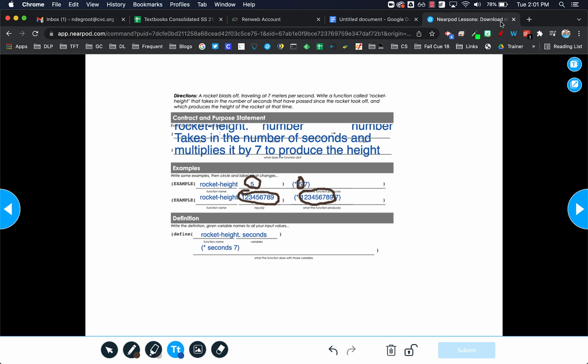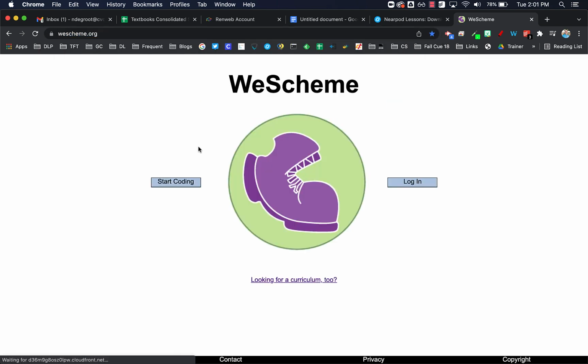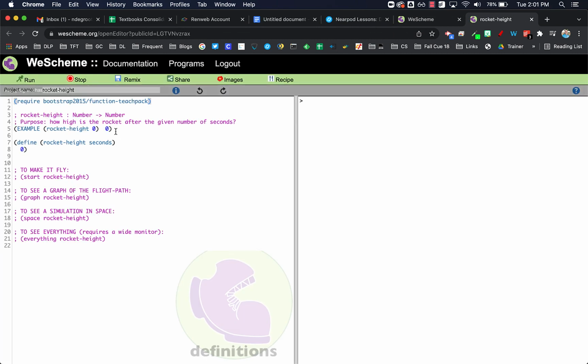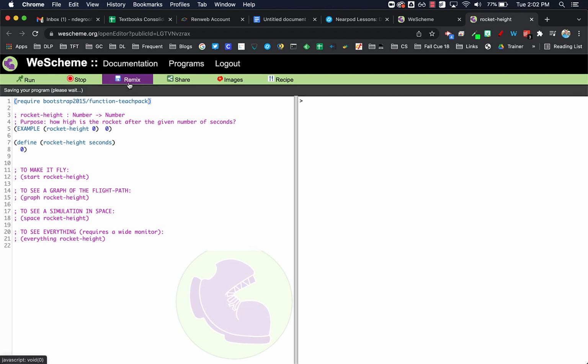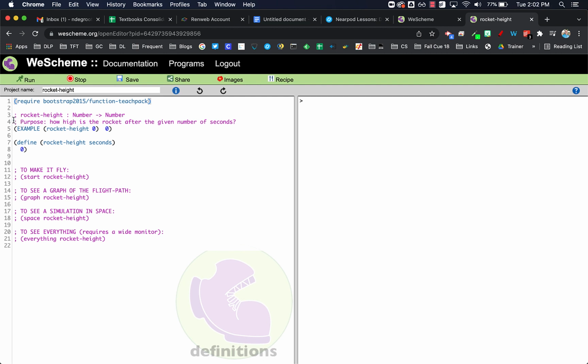Okay, so here's what we are doing for homework here. We are going to WeScheme. We're logged in. We're going to go to My Programs, and we're going to go to the Bootstrap starter files, and we're going to open up Rocket. Okay, you're going to press Remix here so that you have your own copy. And now we're going to look at these examples right here that are messed up.